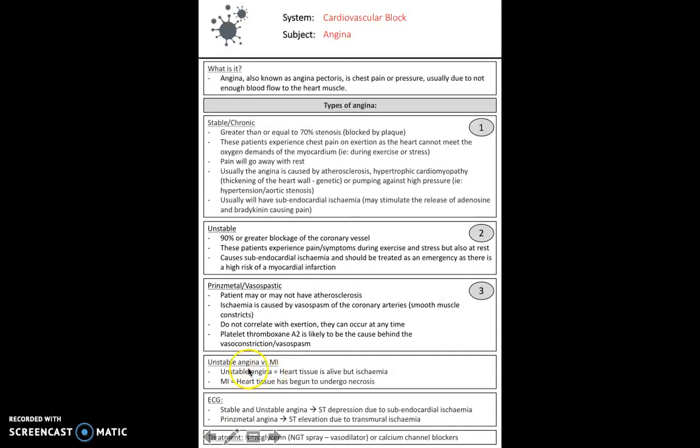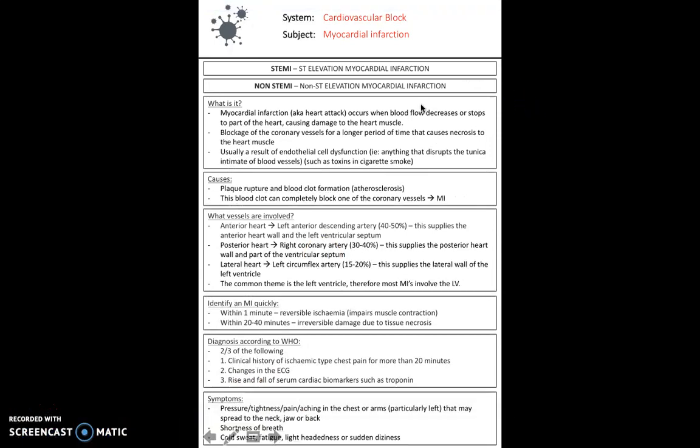Be aware of the key differences between angina and MI. In angina, the heart tissue is alive but ischemic, and in an MI the heart tissue has begun to necrose. Lastly, for this video we have myocardial infarctions, and these can be ST elevation MIs or non-ST elevation MIs, and the difference there is what we see on an ECG.